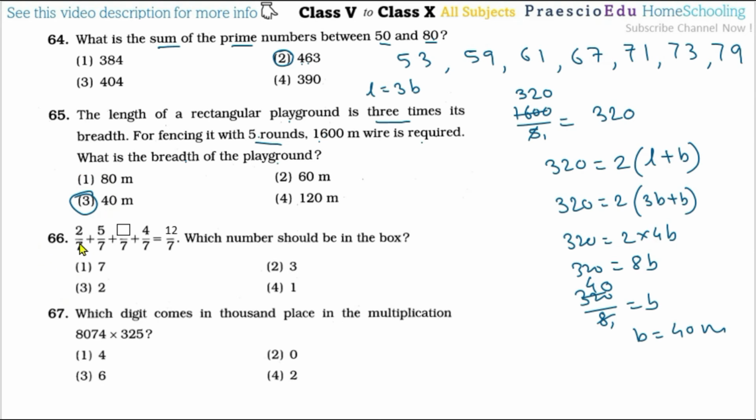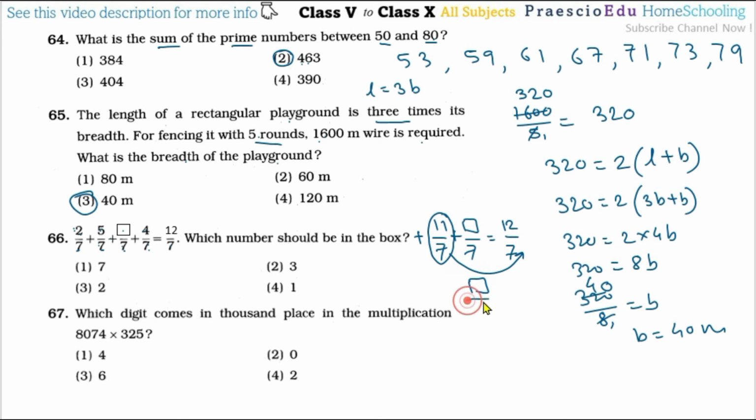Now question number 66, 2 by 7 plus 5 by 7 plus a box by 7 plus 4 by 7 is equal to 12 by 7. Which number should be in the box? All the denominators are the same, so we can directly add the numerators. So 2 plus 5 is 7, and 7 plus 4 is 11, so we have 11 by 7 plus box by 7 equals 12 by 7. Now this is in addition, so we will shift to subtraction.